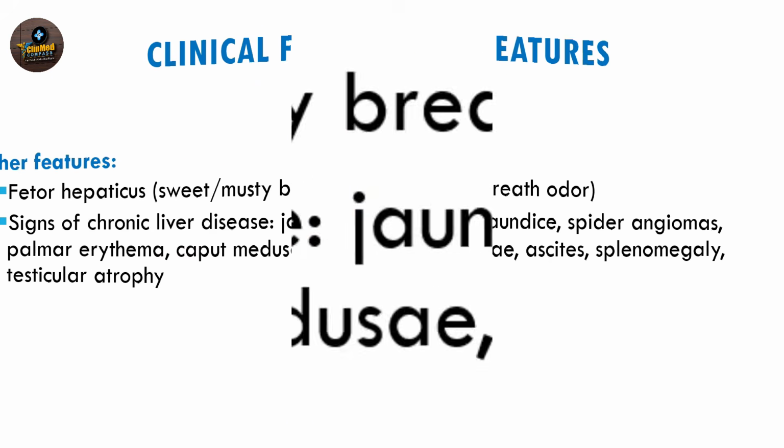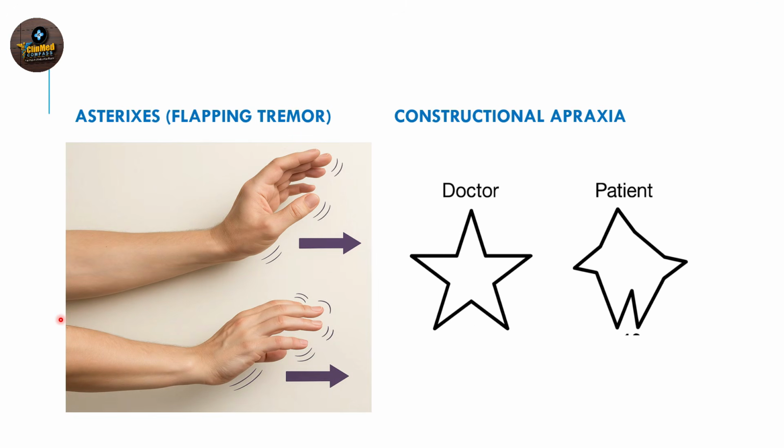and others. This slide shows an image of a patient with outstretched arms and wrist dorsiflexion, representing flapping tremor or asterixis. While the next picture shows constructional apraxia: patients with hepatic encephalopathy may struggle to perform tasks like drawing a simple star or connecting lines. This reflects visuospatial and motor planning deficits.